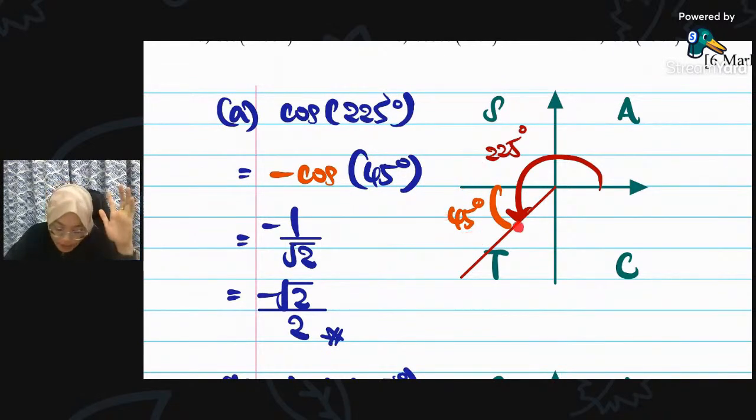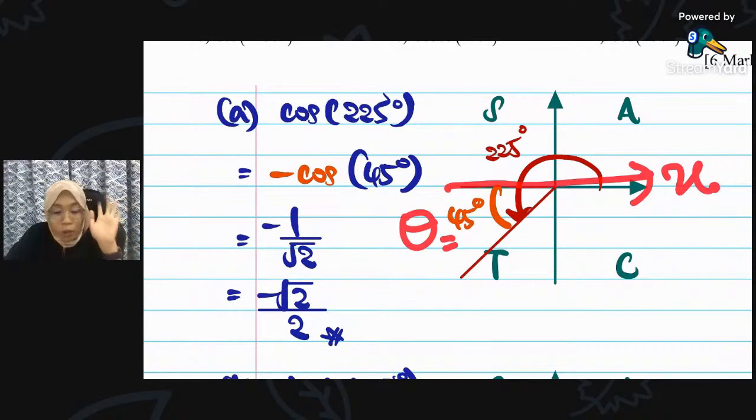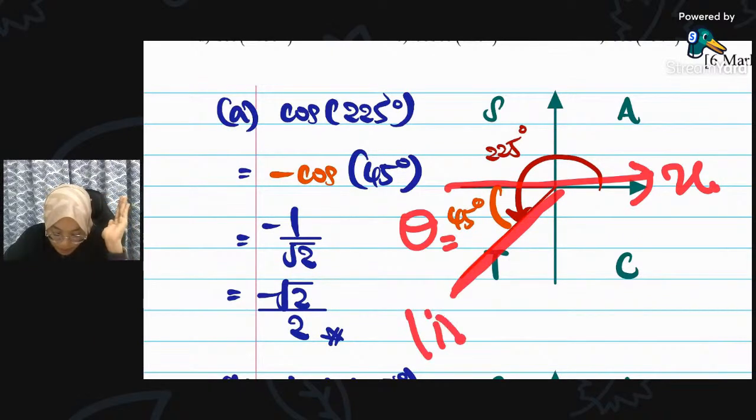Okay, kenapa kita tak cari yang angle belah sini? Sebab ini bukan yang kita mahu. Kita mahu angle theta di antara paksi X. As I said, it is always between paksi X dan juga line kita. This is our line and this is our X axis.